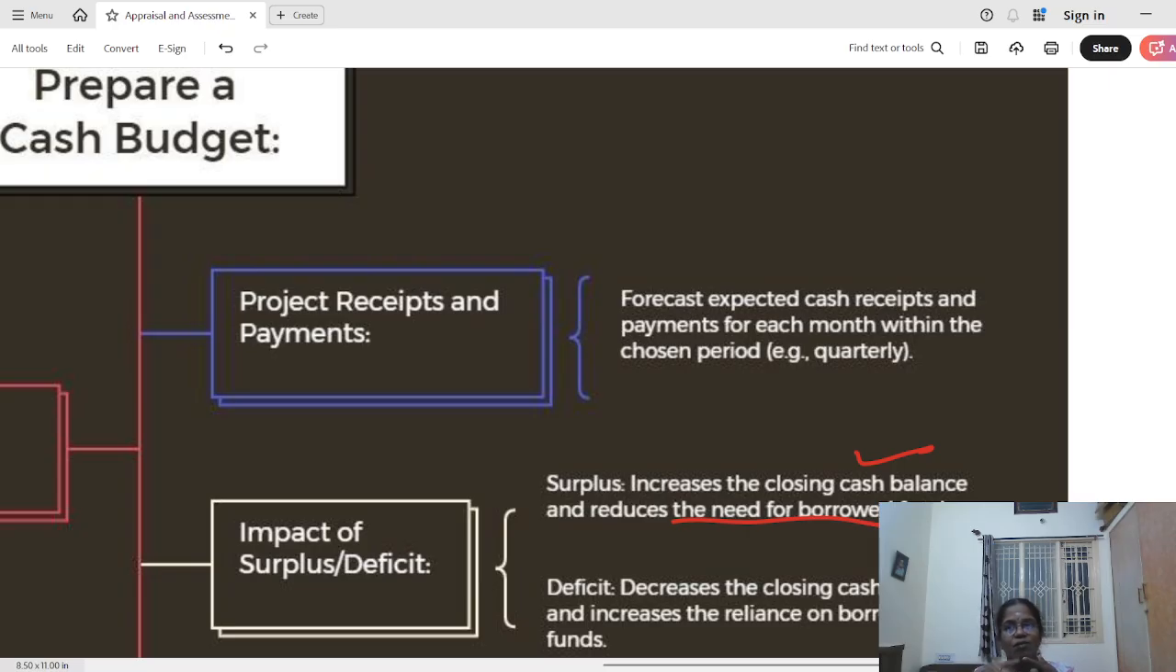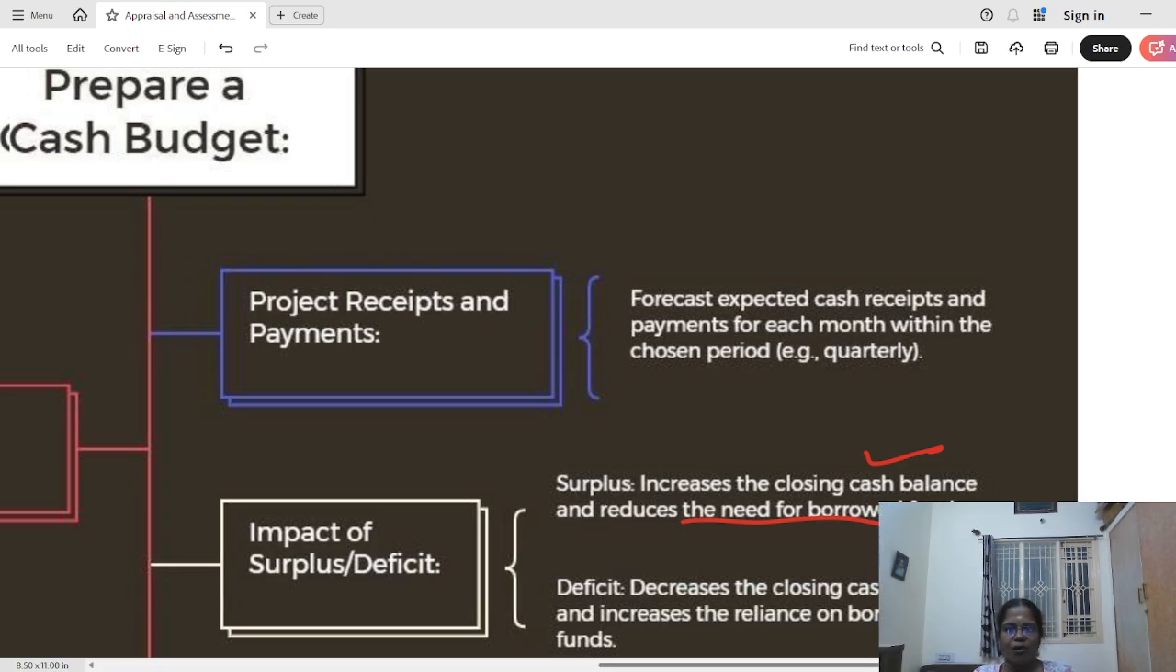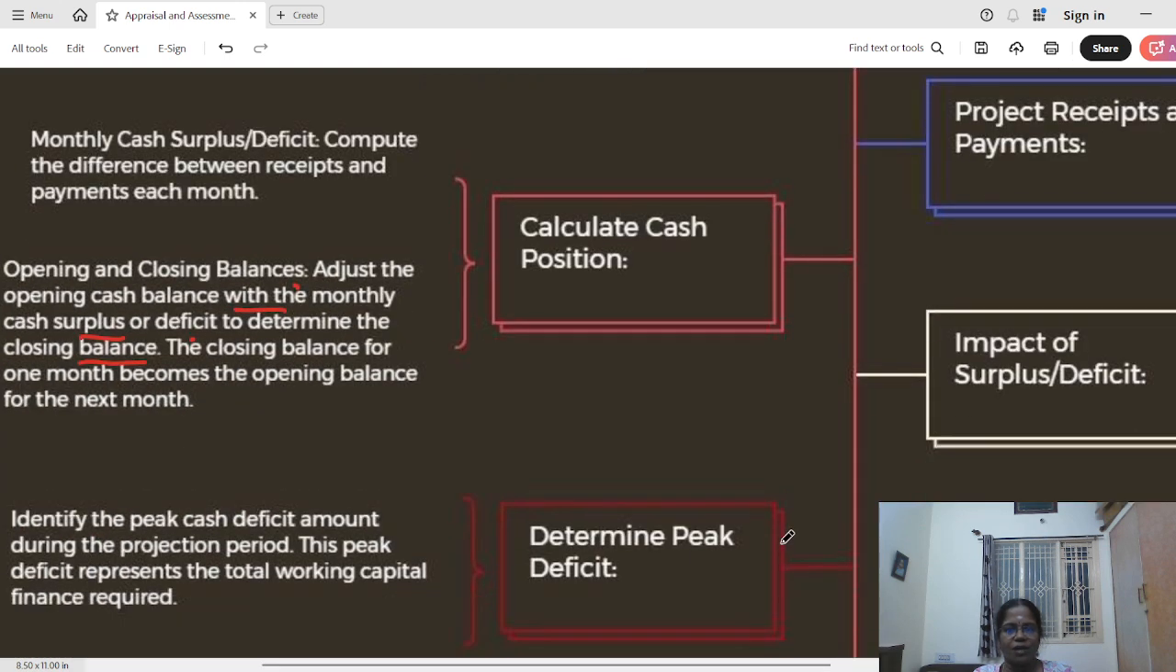Surplus இருந்தது அப்படின்னா closing balance அதிகமாக இருக்கும். அப்போ அவங்க என்ன பண்ண மாட்டாங்க, போய் கடன் வாங்கணும்னு போக மாட்டாங்க. இதே டெபிசிட்டாக இருந்ததுன்னா closing balance கம்மியாக இருக்கும். அப்போ அவங்களுக்கு என்ன ஆகும், they have to rely on the borrowed funds. அவங்க கடன் பண்ணாதான் அவங்களோட பிஸ்னஸை பண்ண முடியும் அப்படிங்கிறதுல இருக்கணும்.